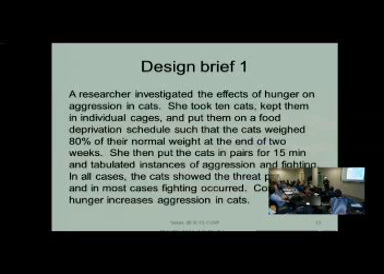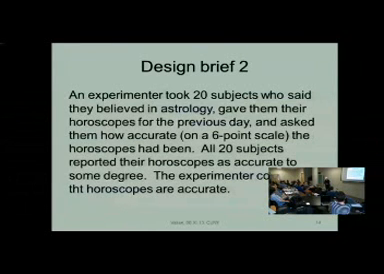Okay, so a researcher investigated the effects of hunger on aggression in cats. She took 10 cats, she kept them in individual cages, she put them on a food deprivation schedule such that the cats weighed 80% of their normal weight at the end of 2 weeks. People who work with rats and cats and so on often do that sort of thing so that you can increase motivation. She then put the cats in pairs for 15 minutes and tabulated instances of aggression and fighting. In all cases, the cats showed the threat posture, and in most cases, fighting occurred. Conclusion: hunger increases aggression in rats.